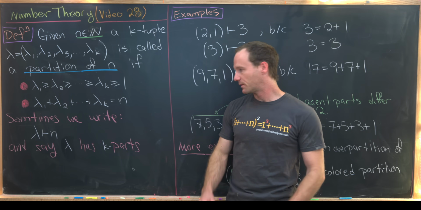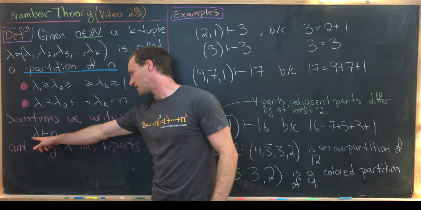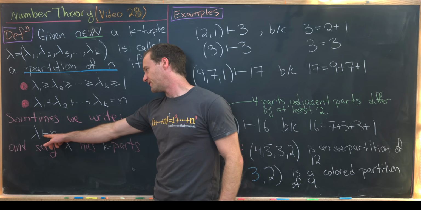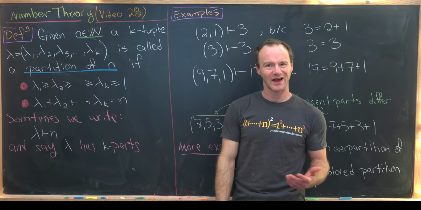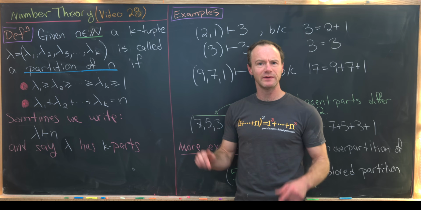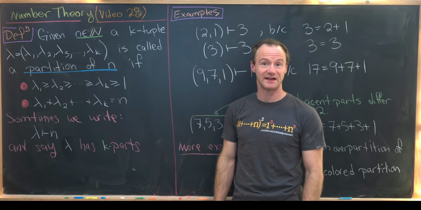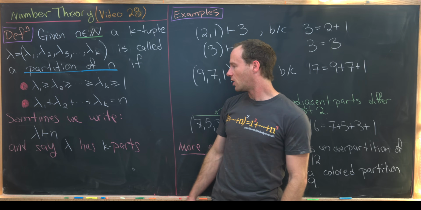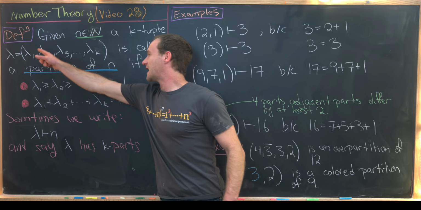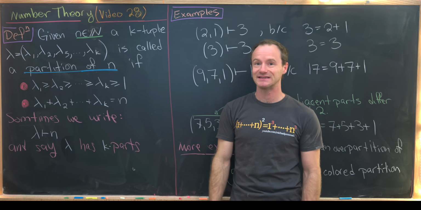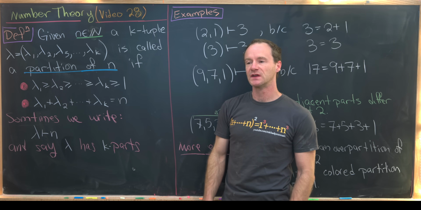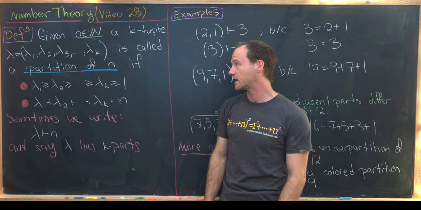And just for a little bit of notation, sometimes we write lambda is a partition of n with this symbol right here. I don't really know what you call this symbol. Maybe post in the comments if you know what that symbol is called. And also, if this is a k-tuple, we say that lambda has k parts. And so this number k can vary.